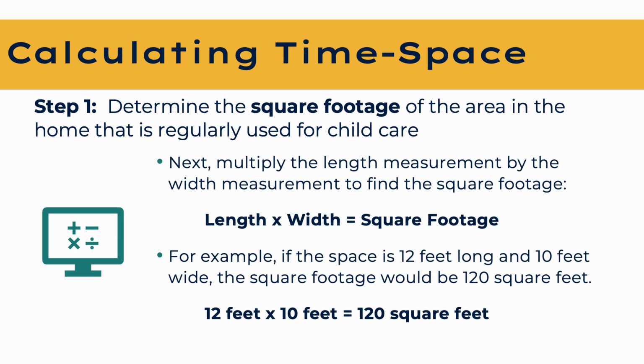Next, multiply the length measurement by the width measurement to find your square footage. Length times width equals square footage. For example, if your space is 12 feet long and 10 feet wide, your square footage would be 120 square feet. 12 feet times 10 feet equals 120 square feet. For oddly shaped spaces, such as rooms with an extra nook or filled by a closet, break your room into smaller rectangle blocks. Use the square footage calculation for each block and then add the totals together.